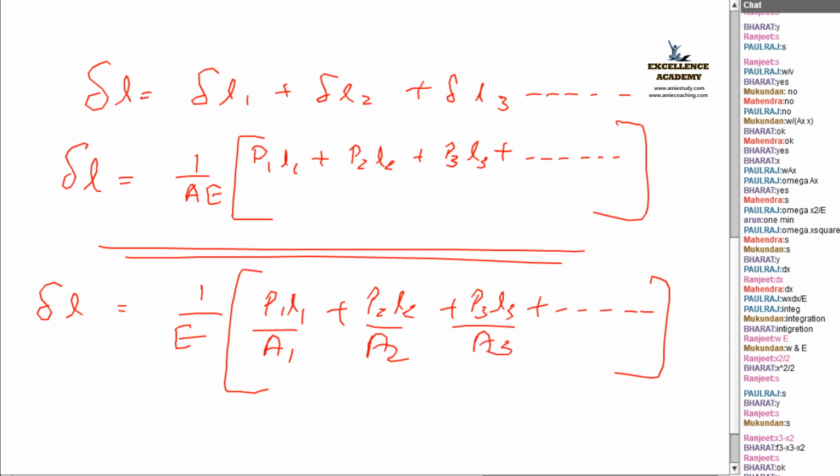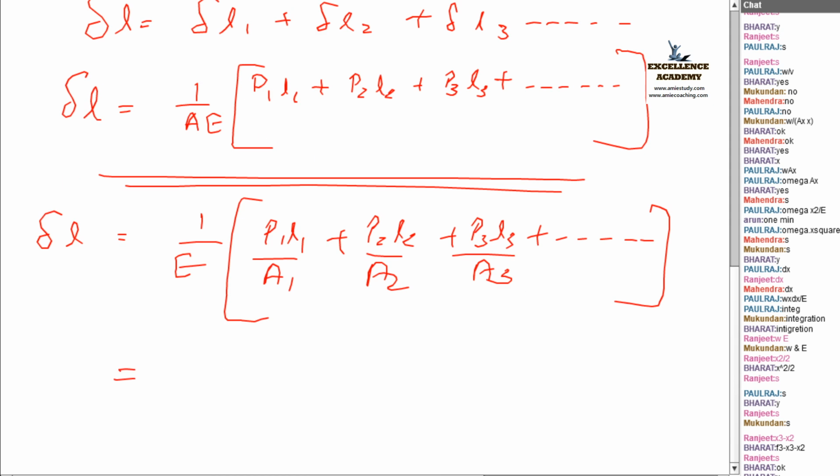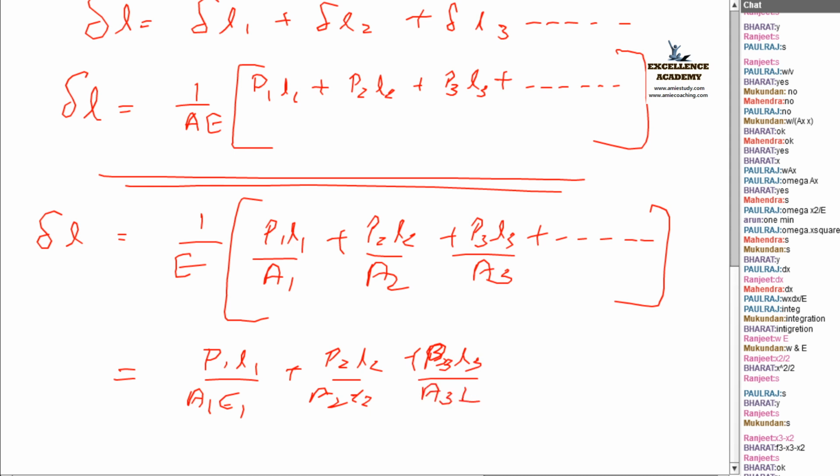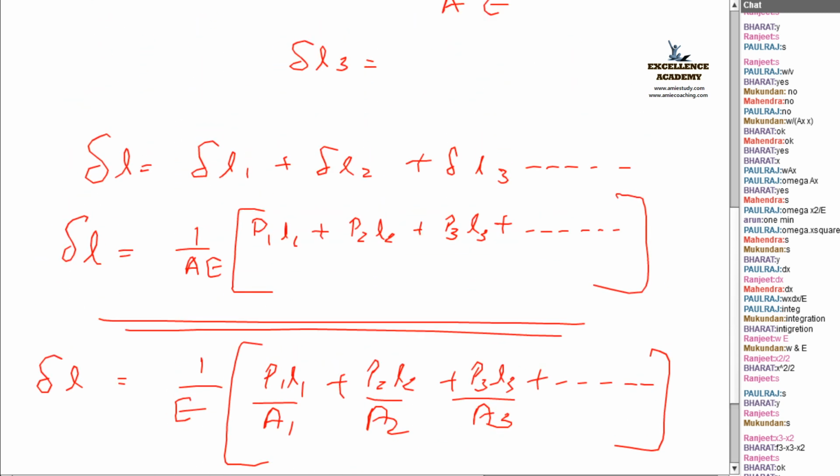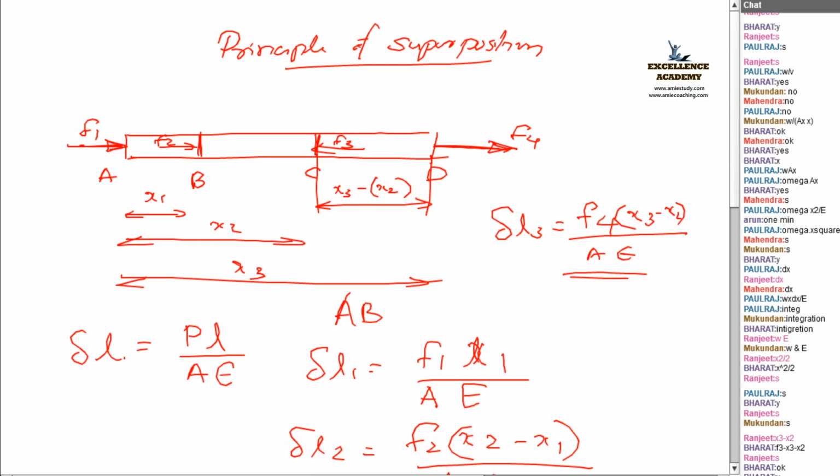What about if I join different materials together? Then elasticity also will differ. Then it will be P1 L1 by A1 E1 plus P2 L2 by A2 E2 plus P3 L3 by A3 E3. Like that it will continue. So these are the things which are derived from the deformation due to external force acting on a body. Is it clear to all?